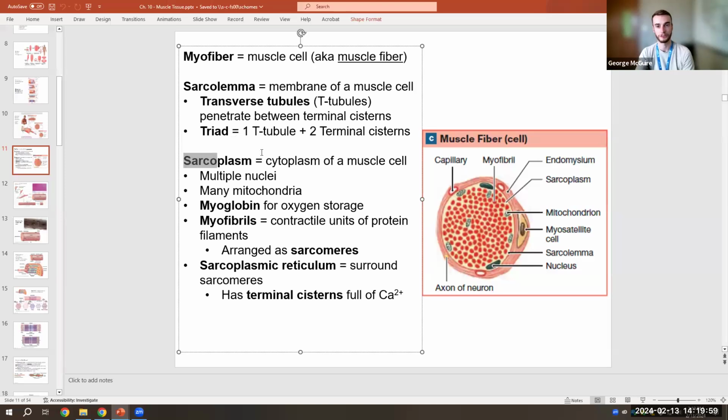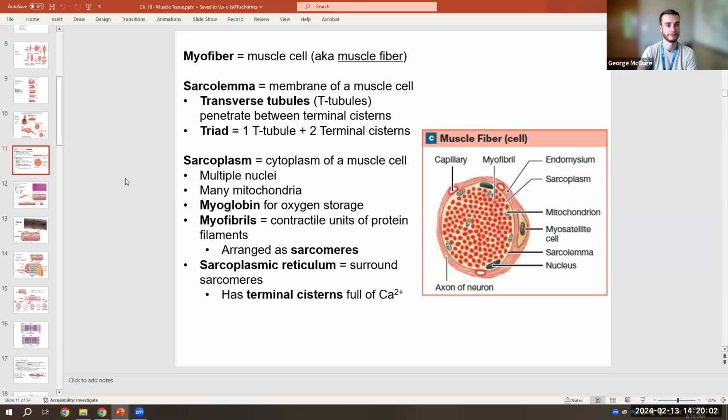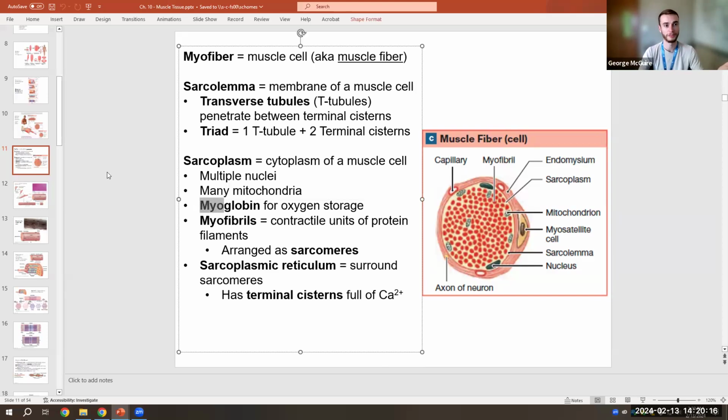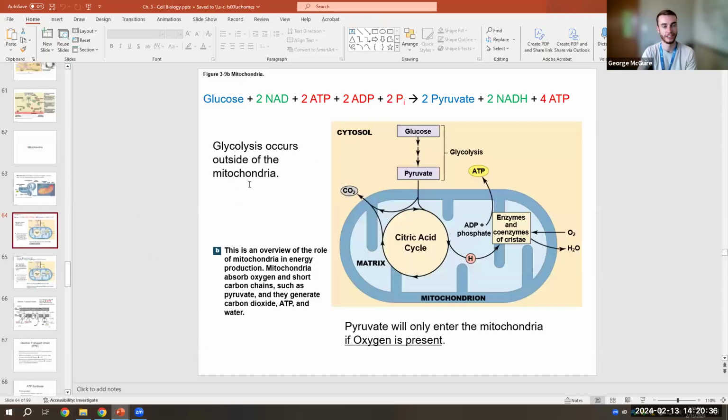Again, sarcoplasm, just referring to the cytoplasm of the muscle cell. We have multiple nuclei because it's multinucleated. We have many, many mitochondria, and the number of mitochondria will differ between fast muscle fibers and slow muscle fibers. We have myoglobin. So you're probably familiar with hemoglobin, which is the pigmented protein responsible for carrying oxygen in our blood. Muscle cells have their own version of that protein, myoglobin, to carry oxygen and essentially store it to help with ATP production.